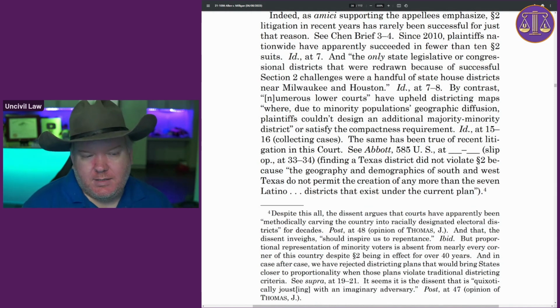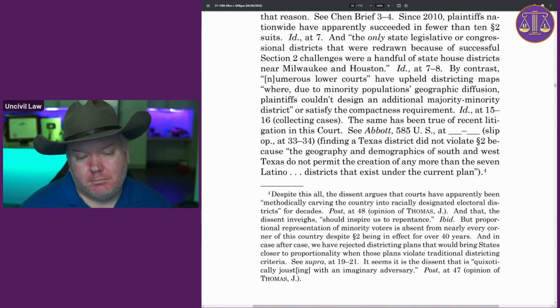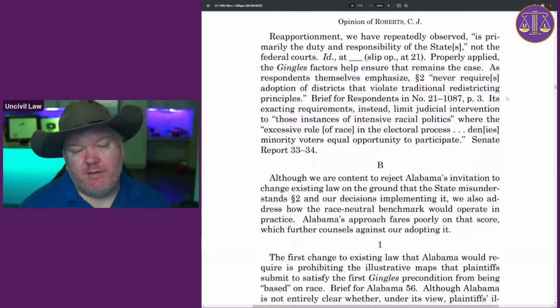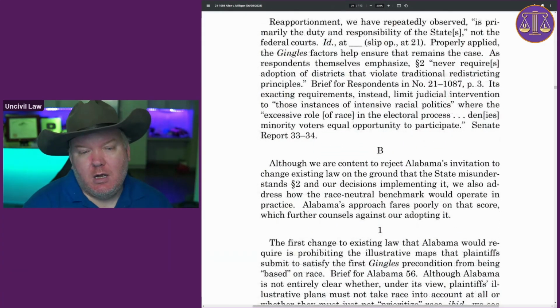The same has been true of recent litigation in this court that found a Texas district did not violate the law because the geography and demographics of South and West Texas do not permit the creation of any more than the 7 Latino districts that exist under the current plan. Reapportionment, we've observed, is primarily the duty of the states, not the federal courts. Properly applied, the factors help ensure this remains the case. As respondents themselves emphasize, Section 2 never requires adoption of districts that violate traditional redistricting principles. Its exacting requirements instead limit judicial intervention to those instances of intensive racial politics where the excessive role of race in the electoral process denies voters equal opportunity to participate.